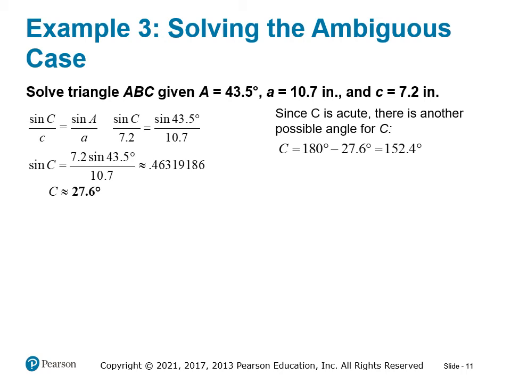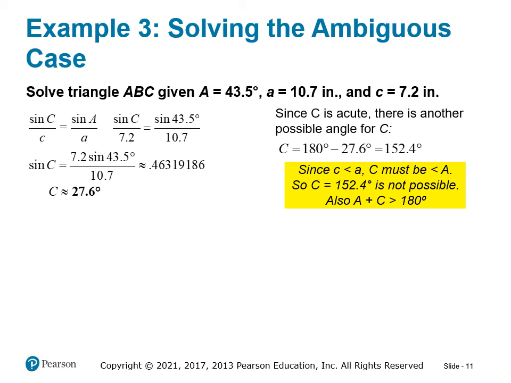Since this angle is acute, there's another possible angle for C, which again is the reference angle we just found, subtracted from 180, which gives us 152.4. However, notice that side C is 7.2 and side A is 10.7. So little c is less than little a, or side C is less than side A, which means that angle C also has to be less than angle A. And in this case, the second angle of C is 152.4. It is not smaller than 43.5.